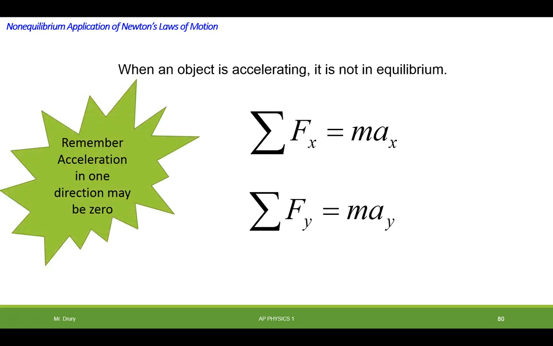It's important to note, though, that one or more of the directions may be zero. So you can have acceleration in the x and no acceleration in the y. So this equation would be the sum of the force in the x equal to mass times acceleration in the x, while the sum of the force in the y may just equal zero if this acceleration is zero.